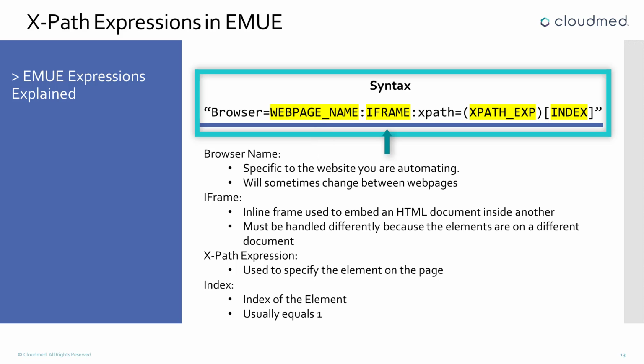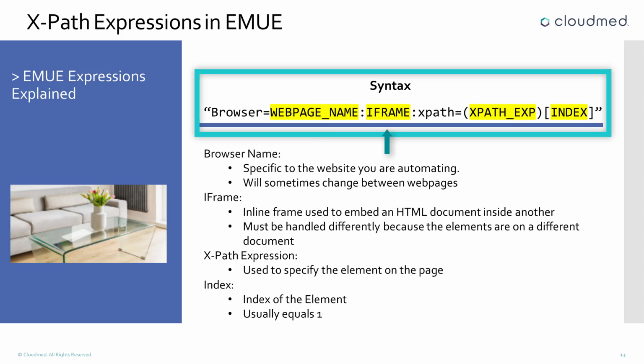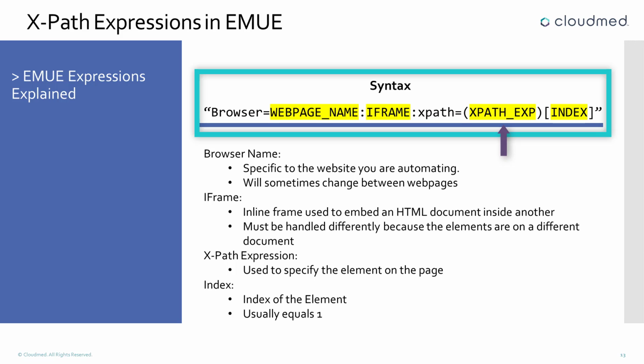Sometimes there will be iframes, which is like if you picture a glass table and then a piece of paper underneath the glass table, where you can see the piece of paper, but whenever you try to touch the text on the piece of paper, you can't touch it because it's on a different plane. That iframe is a similar concept. Colin will be covering that more in depth. Then over here, you have the XPath expression itself. So the XPath expression is just a small part of the overall EMU identifier string. This is what tells EMU which element in the HTML document it should be interacting with.